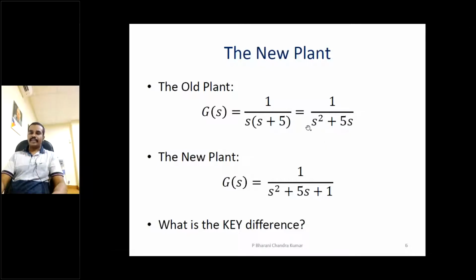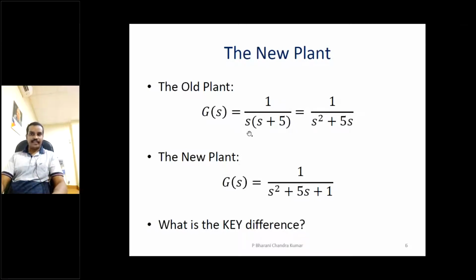If you carefully see this particular system dynamic, few things one can observe. The first thing is the order of the system is 2, because the maximum s component is s square. So the order is 2. And the type of the system is 1. Type means the number of poles at the origin. If I equate the denominator to 0, s equal to 0 is one such pole. So one of the poles is at the origin. So this is type 1.